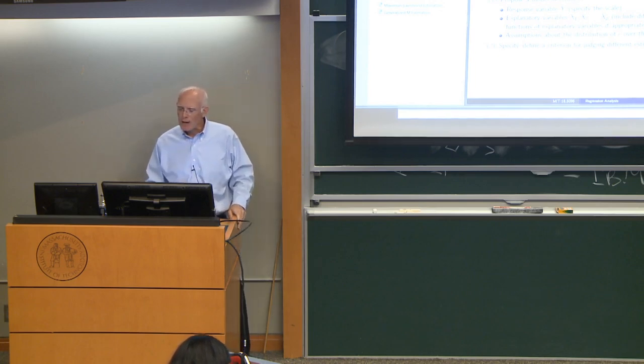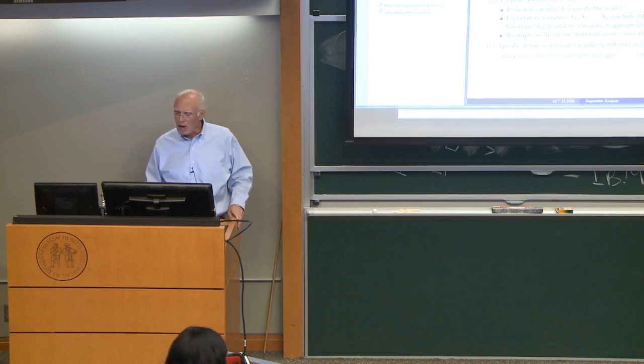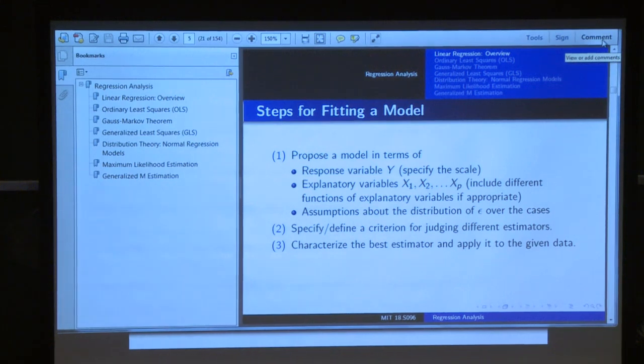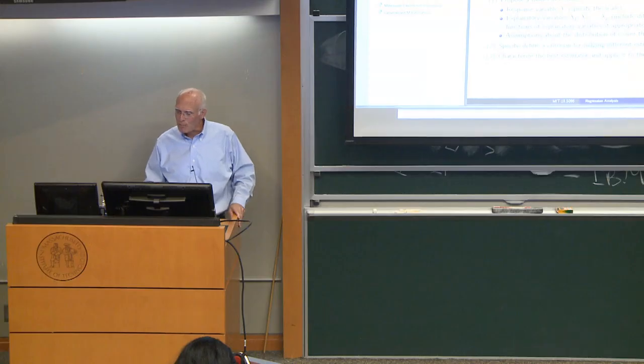So the second thing we want to do is define a criterion for how we might judge different estimators of the regression parameters. We're going to go through several of those, and you'll see those. Least squares is the first one, but there are actually more general ones. In fact, the last section of this lecture on generalized M estimators will cover those as well.